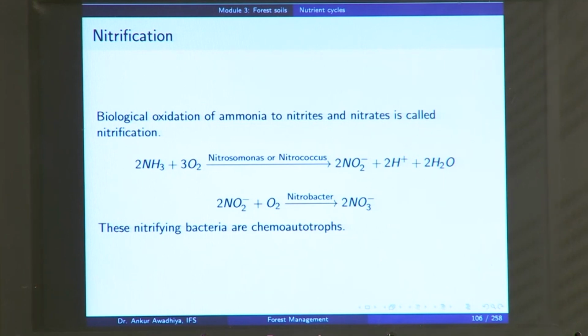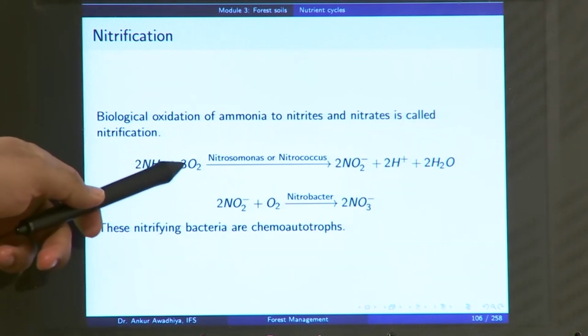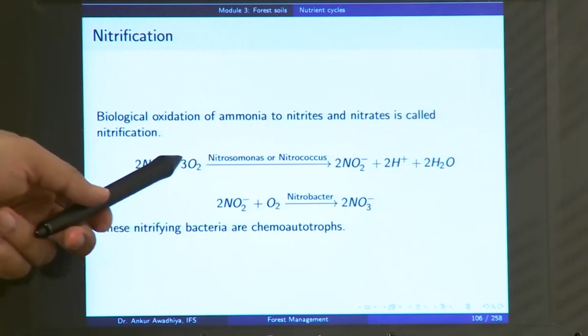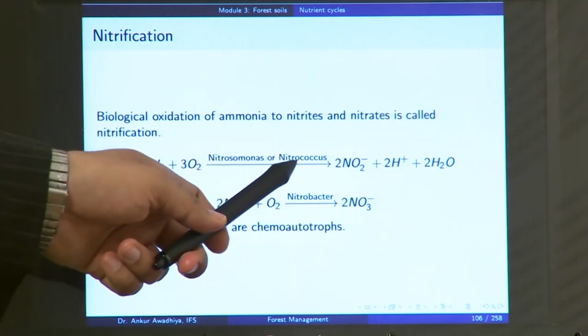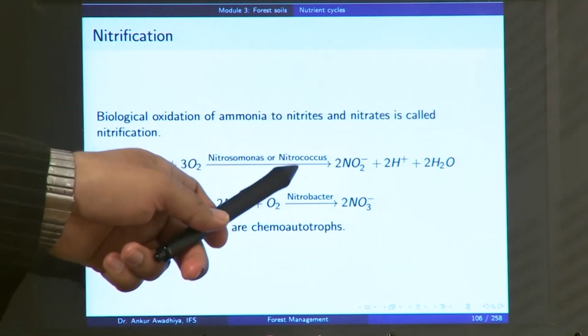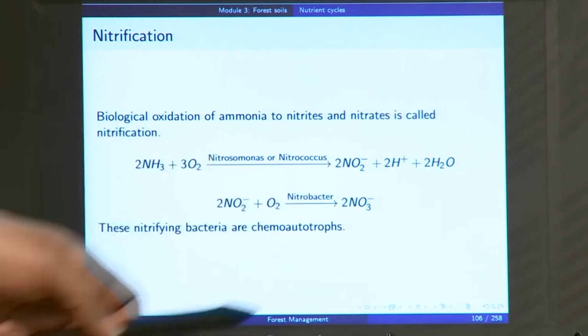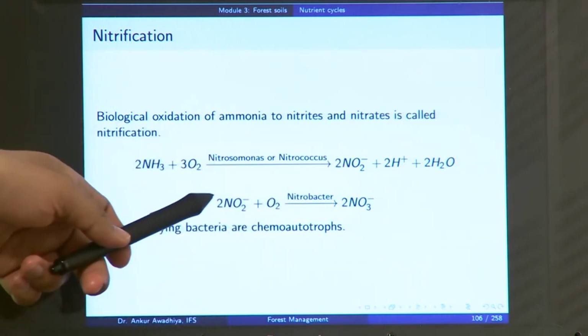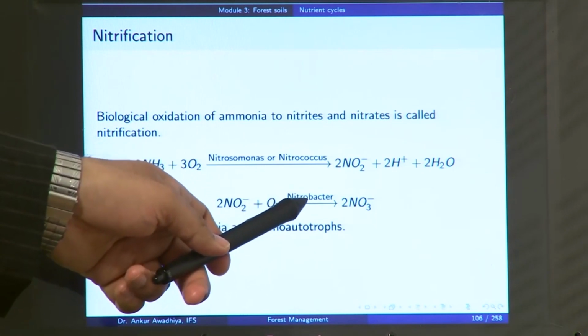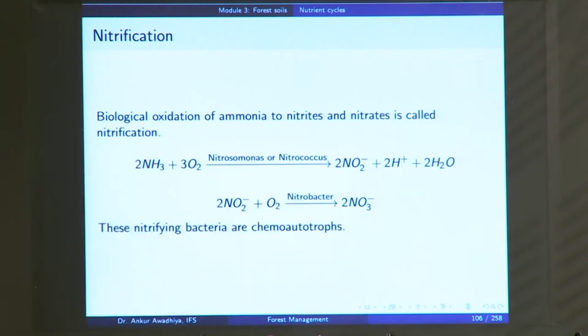So, now this ammonia has to be converted into nitrites and nitrates, and the process through which this is done is an oxidation reaction, which is known as nitrification. Now, in the case of nitrification, you have ammonia plus oxygen. In the presence of bacteria such as Nitrosomonas or Nitrococcus, it is getting converted into nitrites, and these nitrites are then further oxidized by Nitrobacter, which are another category of bacteria, into nitrates.